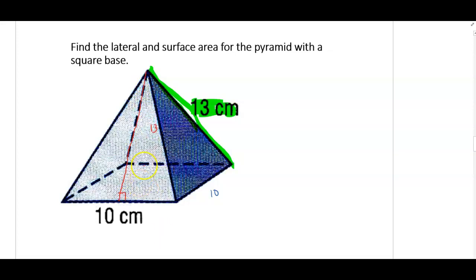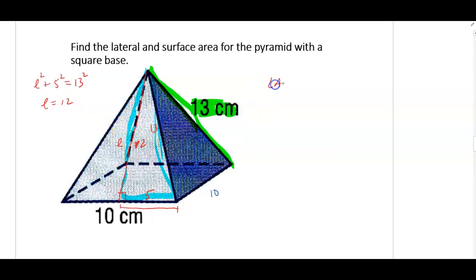When I draw that slant height in, I know this piece is going to be half the base, so that's 5. This piece is 13. So now if I call this my slant height L, I'm going to use the Pythagorean theorem, using this triangle to find the slant height. So slant height squared plus 5 squared equals 13 squared. And if you solve for this, you would get your slant height is 12.